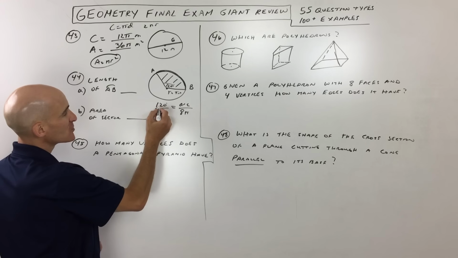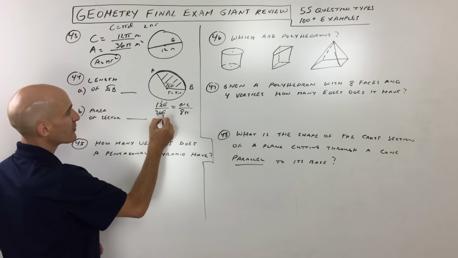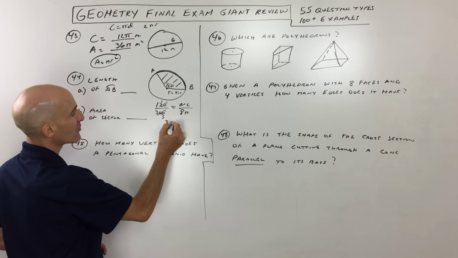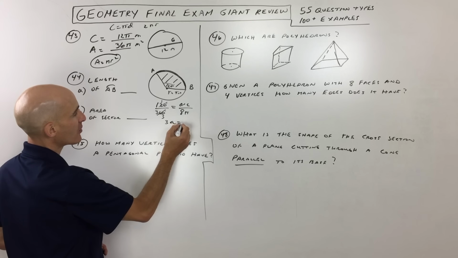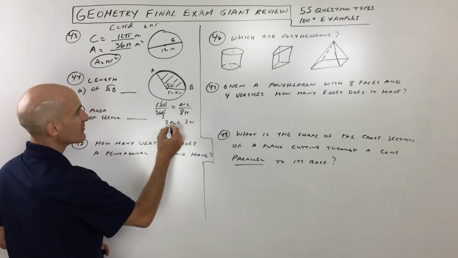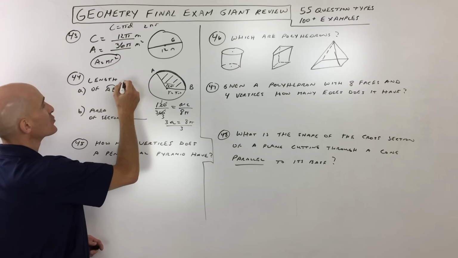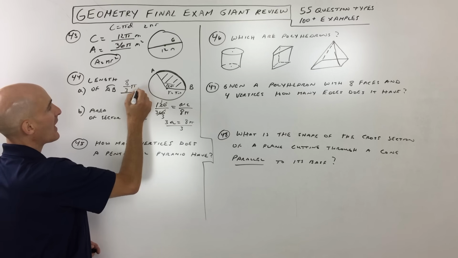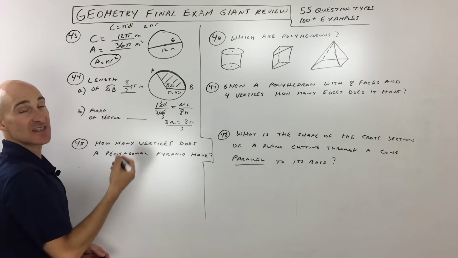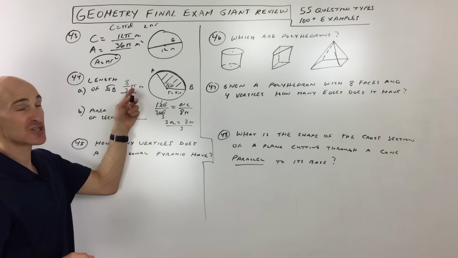What you might want to do first is reduce this. This reduces to 1/3. Then when you cross multiply, you get 3, I'm just going to say a for arc length, equals 1 times 8 pi. Divide everything by 3, and so you're getting 8/3 pi inches. Okay, that's an exact answer. If you want an approximation, put in 3.14.